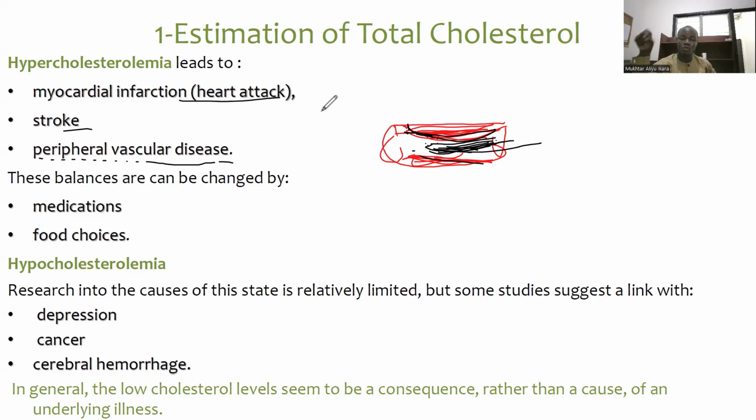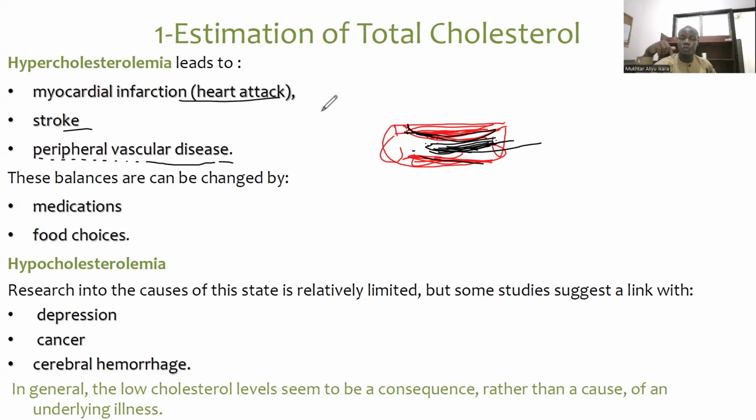And then the second one is medications. Also, advisably, if you have this hypercholesterolemia, then you need to go and seek medical attention. Which types of drugs are you going to take that will reduce the cholesterol in the blood, so as to avoid stroke, peripheral vascular disease, and heart attack?